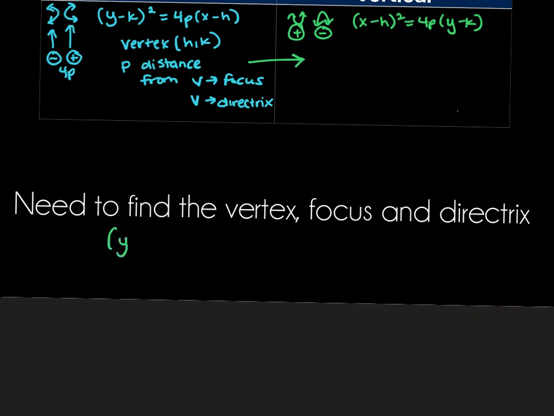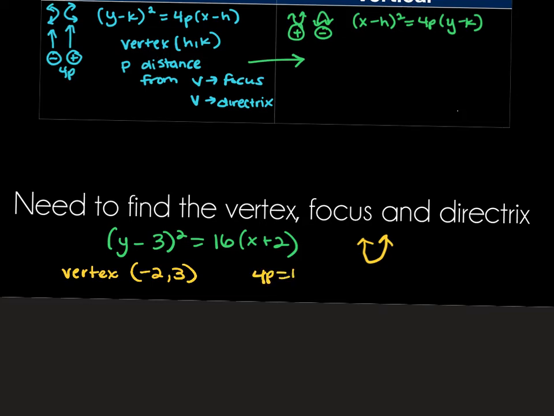Let's just say I've got y minus 3 squared equals 16 times x plus 2. Just by looking at this equation, because the y is squared and the 4p is positive, I know that this is going to point up. My vertex is negative 2, 3, and because 4p equals 16, p is 4.